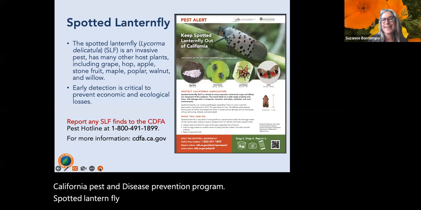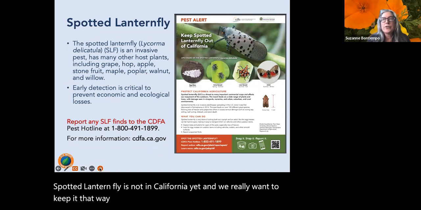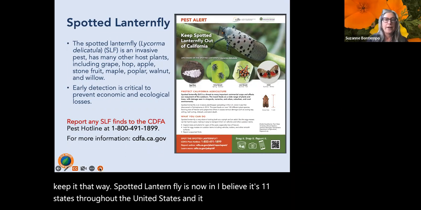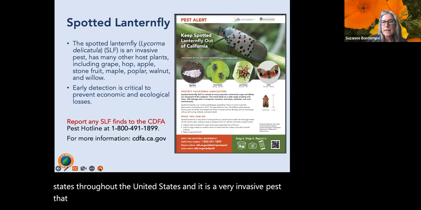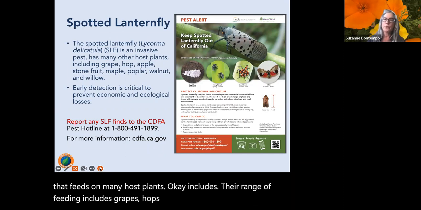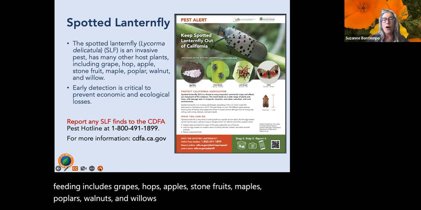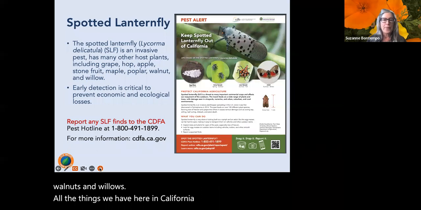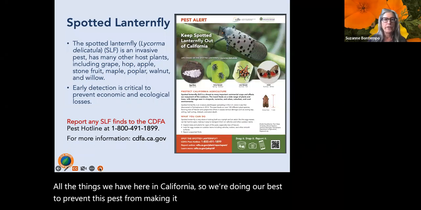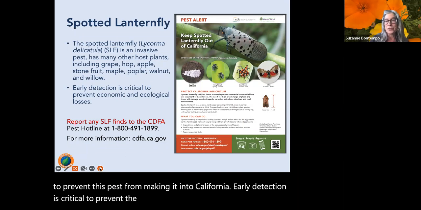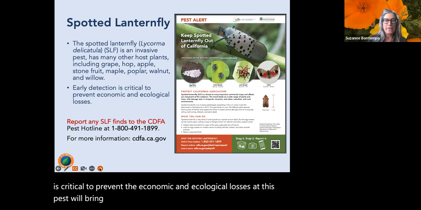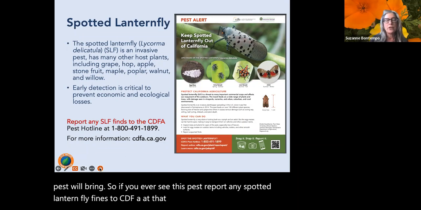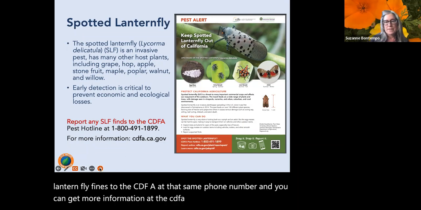Spotted lanternfly is not in California yet, and we really want to keep it that way. Spotted lanternfly is now in, I believe, 11 states throughout the United States, and it is a very invasive pest that feeds on many host plants. Their range of feeding includes grapes, hops, apples, stone fruits, maples, poplars, walnuts, and willows. All the things we have here in California. So we're doing our best to prevent this pest from making it into California. Early detection is critical to prevent the economic and ecological losses that this pest will bring. So if you ever see this pest, report any spotted lanternfly finds to the CDFA at that same phone number, and you can get more information at the CDFA website.